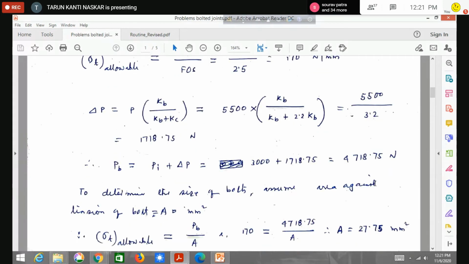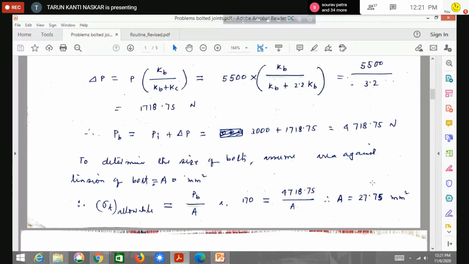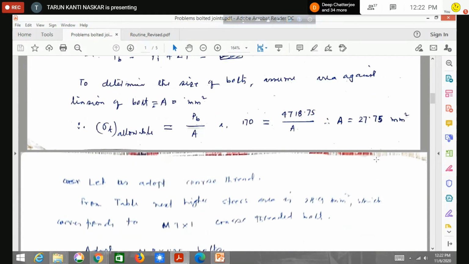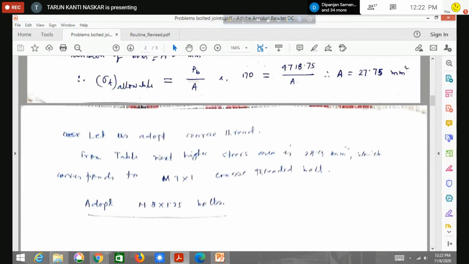To determine the size of bolts, assume area against tension of bolt. That means A is to be found out. From the value of A, we have to ultimately find out the diameter of the bolt. So A is assumed here. So from this, sigma T allowable will be equal to Pb by A. Putting the values, A is equal to 27.75 millimeter square. Now we have to consult the table.